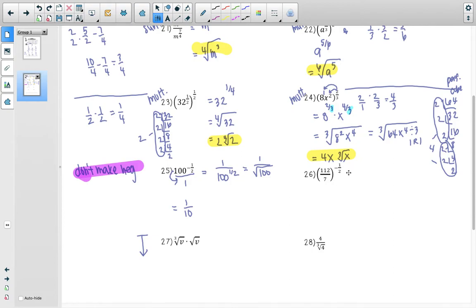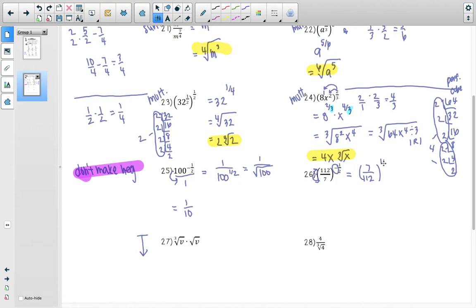The first thing we're going to do is take care of this negative. And if you take care of that negative, all it does is it flips the fraction. Okay, that's what we did over here. We flipped the fraction. It was 100 over 1, and now it's 1 over 100. So we're going to get rid of the negative and flip. So we get 7 over 112.